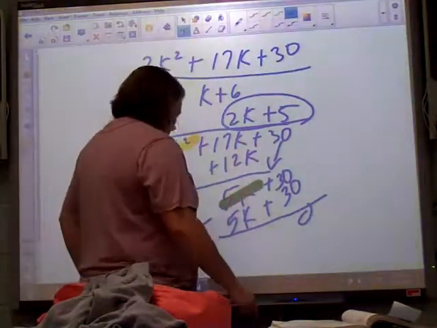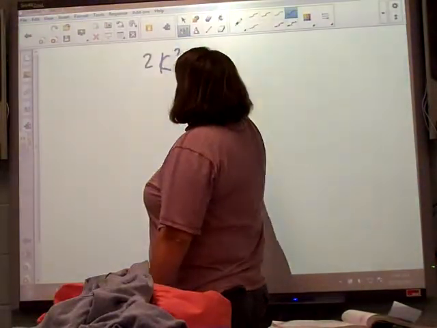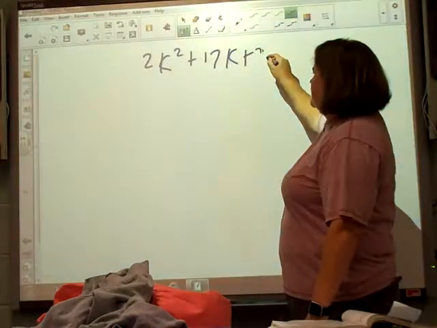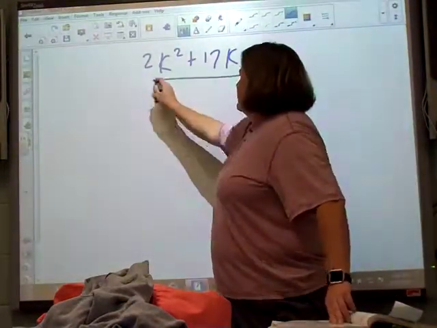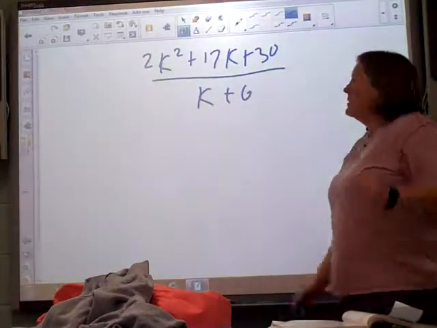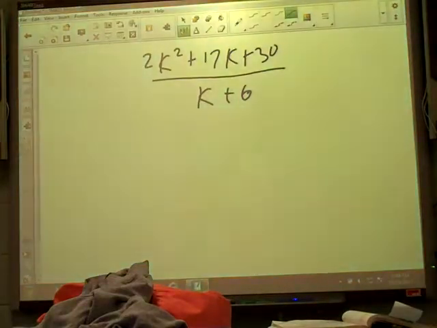Alright, we're going to use the same problem here. 2k squared plus 17k plus 30. Let me double check. Yep, divided by k plus 6. Alright, we're going to do synthetic division this time. Reason most of us like synthetic division better is because it doesn't use the variables. Just worried about the coefficients.